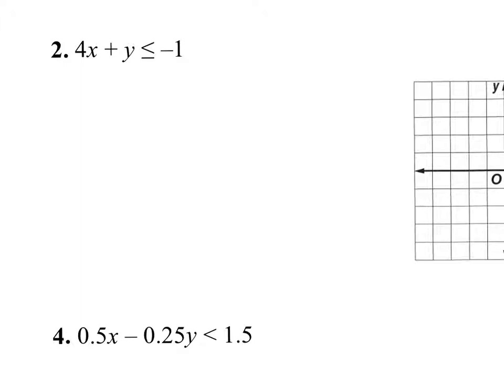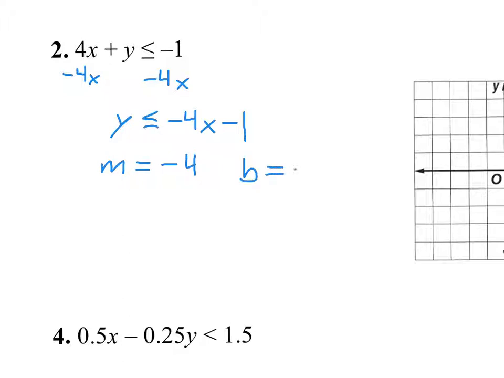Okay, number 2 is not in slope-intercept form, so we need to move this 4x to the other side by subtracting it. So we get y is less than or equal to -4x minus 1. Our m would be -4. Our b would be -1.